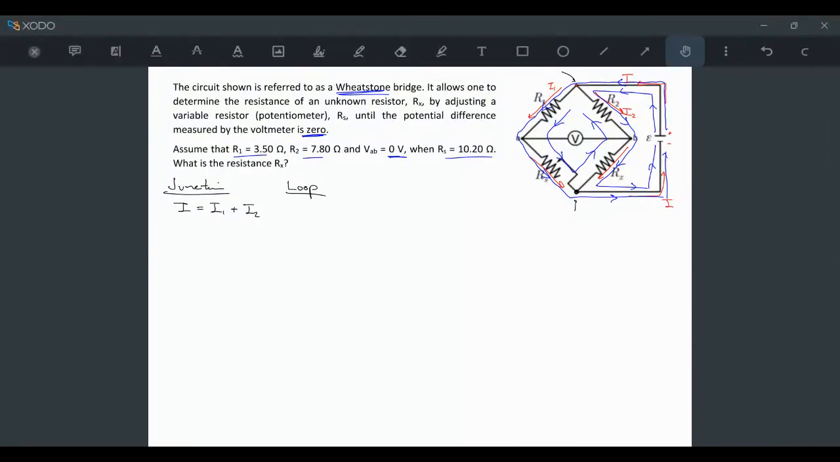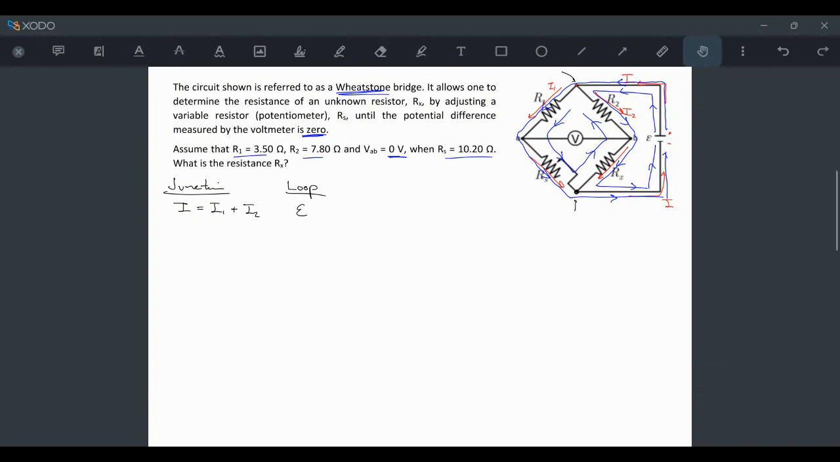So from the first loop, we start at the battery. Potential increases by some amount epsilon. Then we reach our junction. First resistor we encounter is I1 going through R1. Potential drops by I1 R1. Next we encounter RS. Potential drops I1 RS. And then we encounter no more resistors or batteries until we make it back to the start of the loop. So that's the first loop.